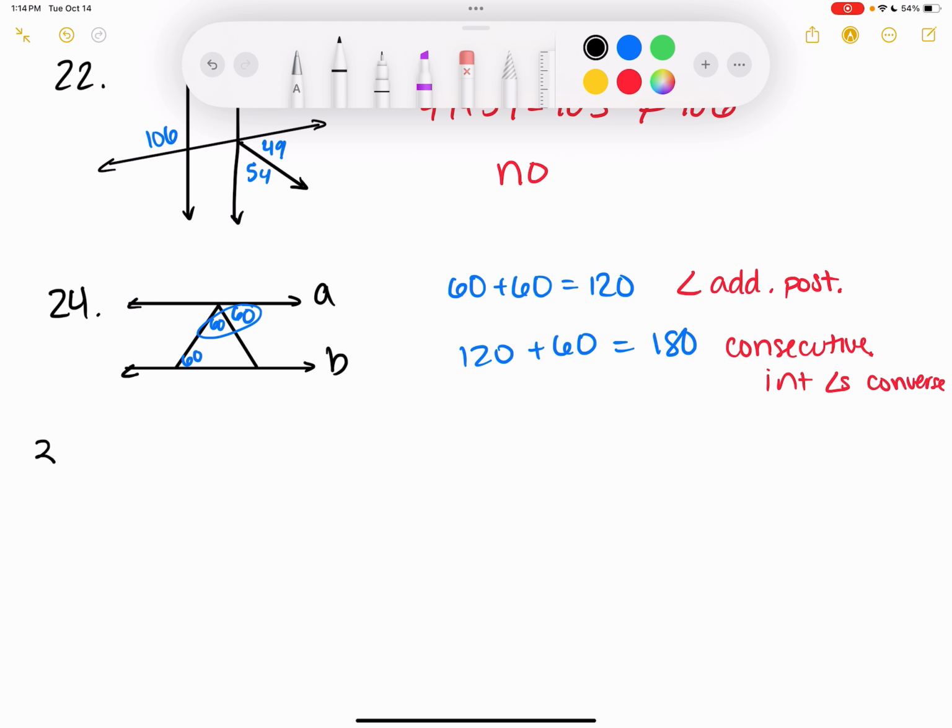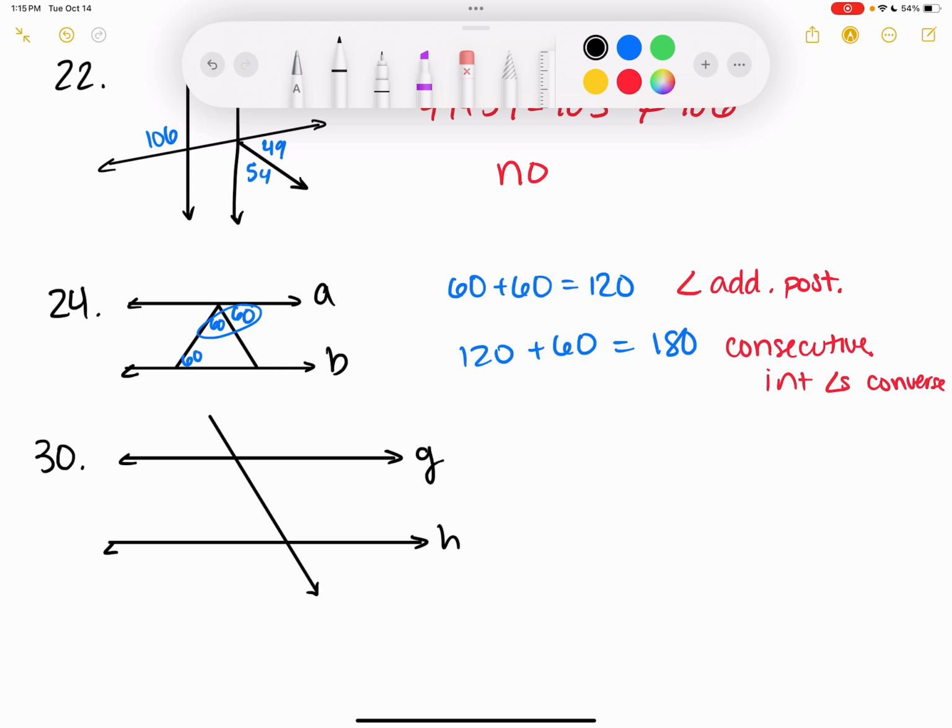30. Write a two-column proof for the alternate exterior angles converse that says if two lines are cut by a transversal so that the alternate exterior angles are congruent, then the lines are parallel. So they give us this picture. G and H, transversals going this way.